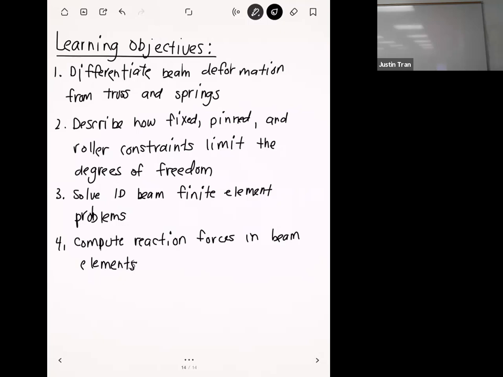When you see the stress distribution. Correct.